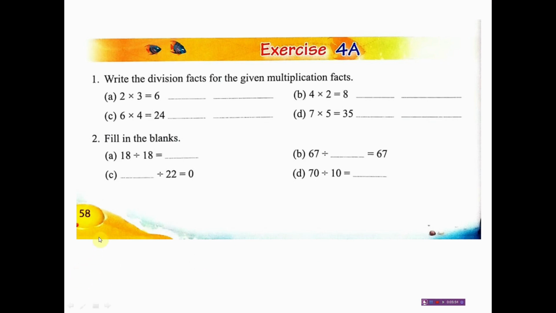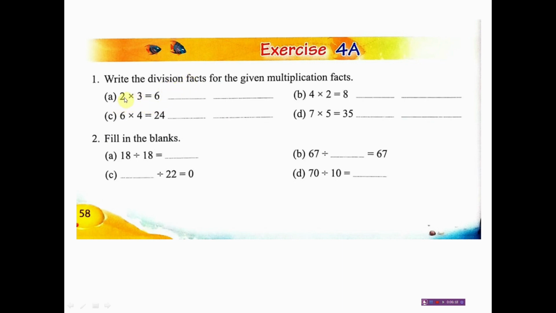You'll open page number 58 of your maths book, exercise 4A. We'll be doing the questions on this page. You have to write the division fact for the given multiplication fact. Now the number given is 2 multiplied by 3 is equal to 6. We have to write the corresponding division fact.